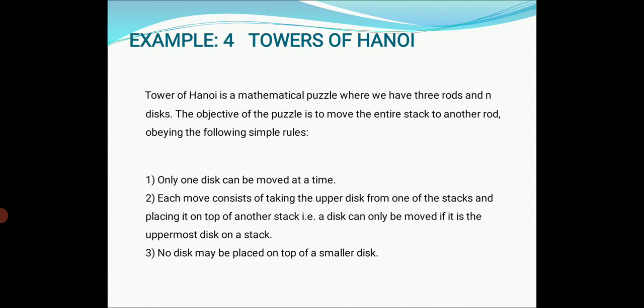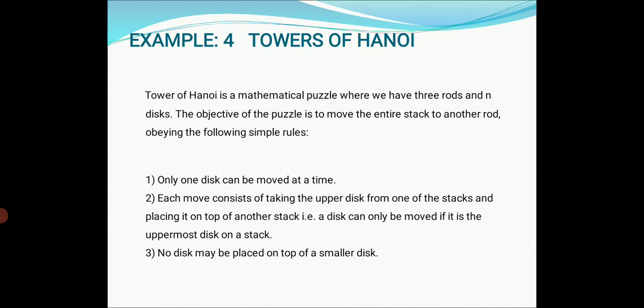Then go to example 4, Tower of Hanoi. So what do we mean by the Tower of Hanoi? The Tower of Hanoi is a mathematical puzzle where we have three rods and n number of disks. The objective of this puzzle is to move the entire stack from one rod to another rod, obeying some of the following rules.